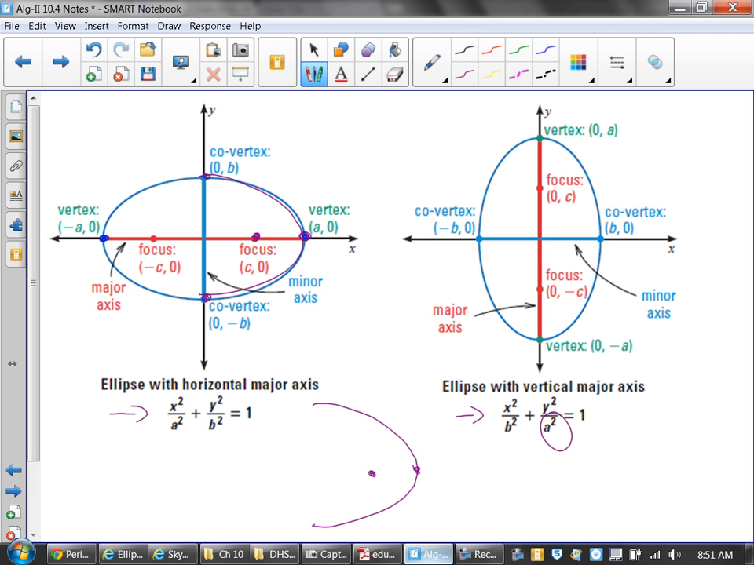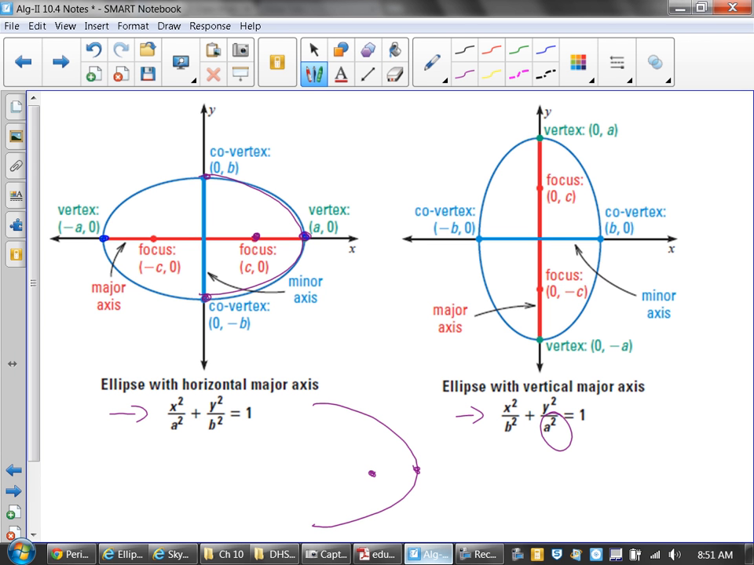Again, everything is centered at the origin for right now, so we're going to be working on the xy grid itself. Your ordered pairs are going to be very easy to work with. Your vertex for when it's stretched left and right is always going to be at (a, 0) and (negative a, 0). Your co-vertex is always going to be at (0, b) and (0, negative b). And I'll show you how to find c here in a second.